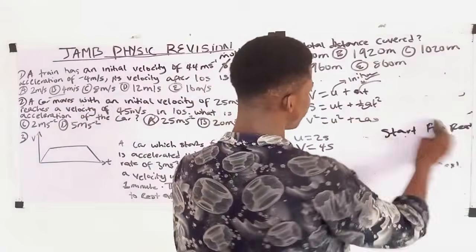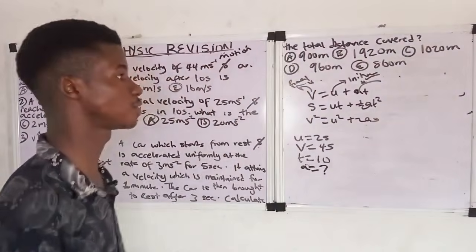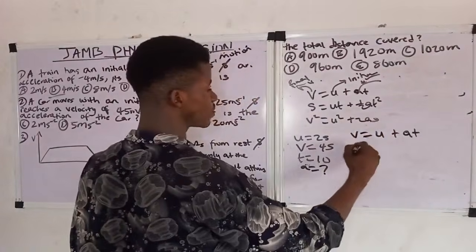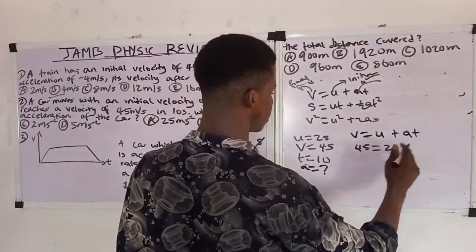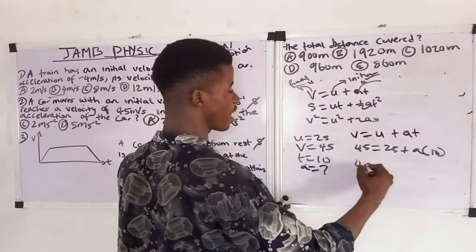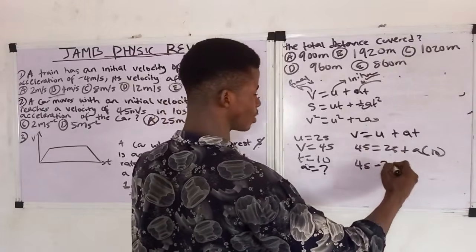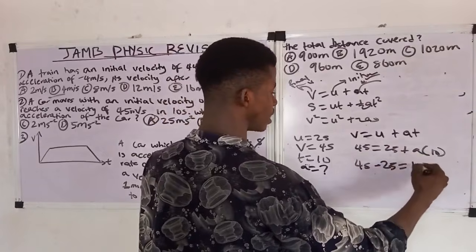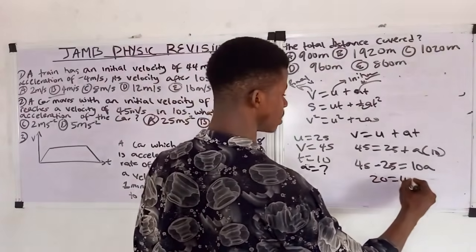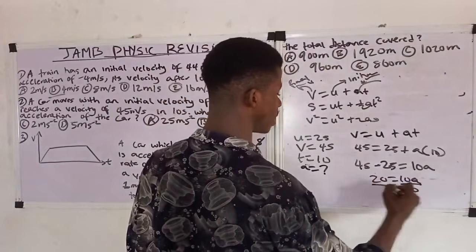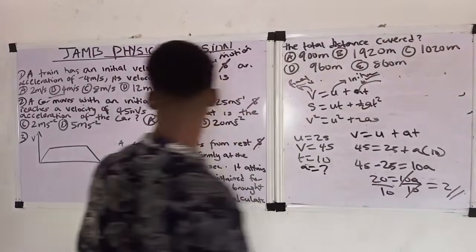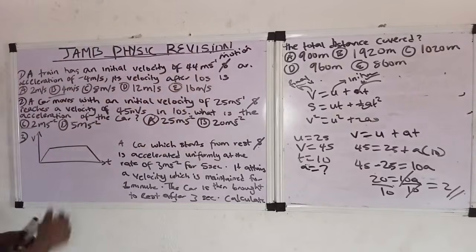Now for this type of question, we're looking for acceleration, so we're using the first formula. v is equal to u plus at, right? So v is 45, u is 25, we're looking for a, and t is 10. If 25 crosses to the other side, it becomes minus, so 45 minus 25 is equal to a times 10, that is 10a. 45 minus 25 is 20, equals 10a. We divide both sides by 10 to make a stand alone. 20 divided by 10 is 2. So the acceleration is 2, which is C. Okay, yes.